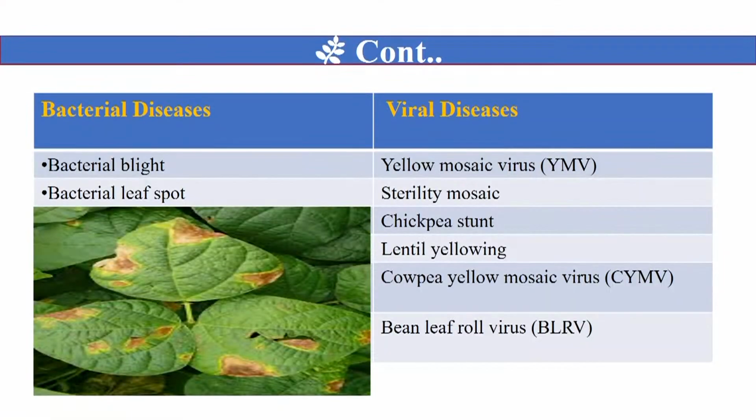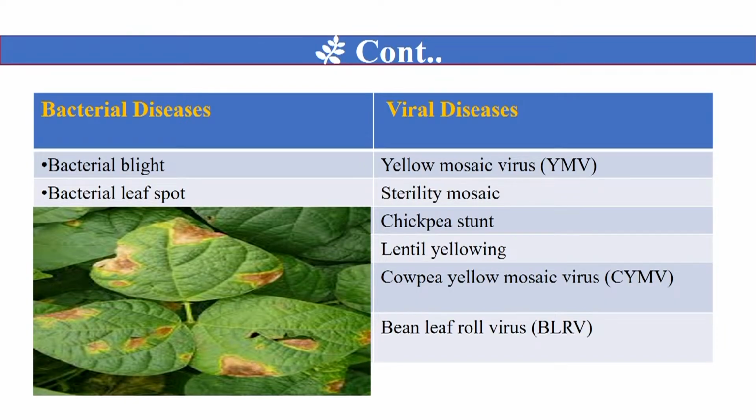Some bacterial diseases like bacterial blight and bacterial leaf spot, and viral diseases like yellow mosaic virus, sterility mosaic virus, chickpea stunt, lentil yellowing virus, cowpea yellow mosaic virus, and bean leaf roll virus. These are the viral diseases.